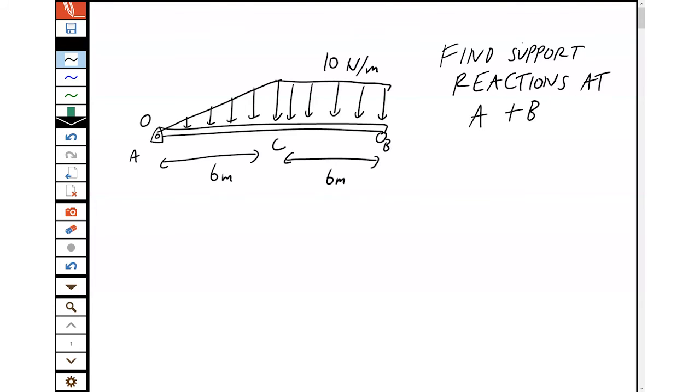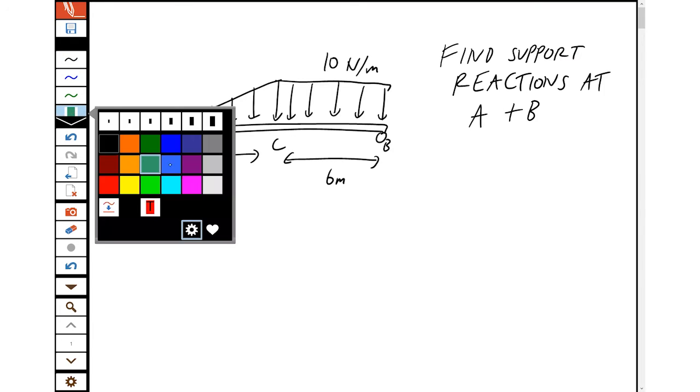So let's put these into practice. Remember, if you haven't done an example, you haven't done the engineering. We want to find the support reactions at A and B. So the first thing we do in any problem like this is to break down the distributed loads into equivalent forces, because those we can work with.